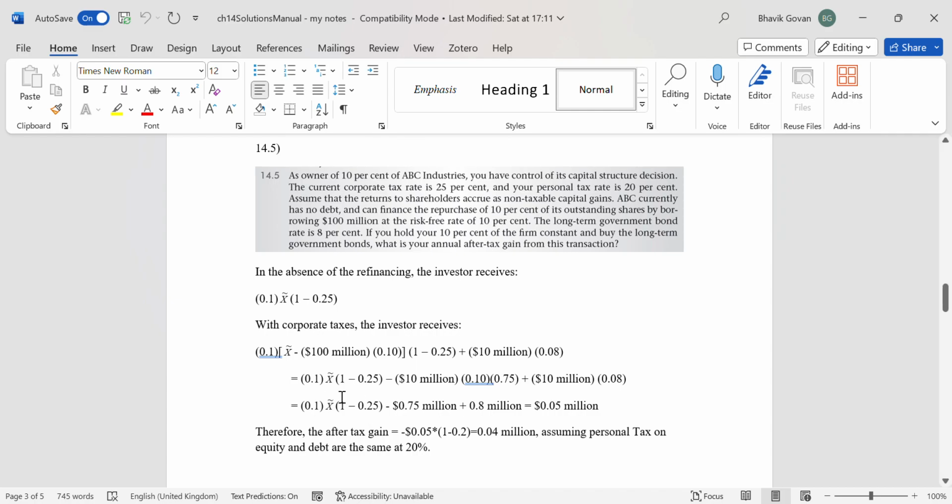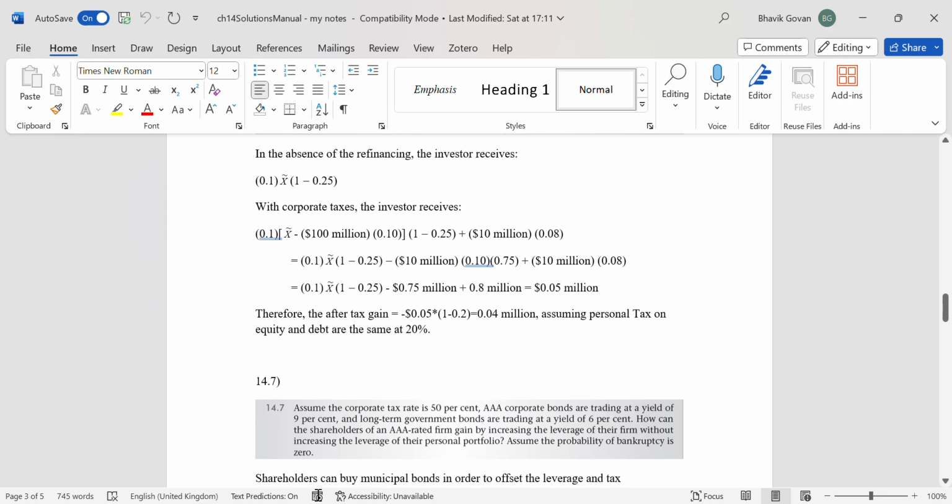And then you'll multiply everything out and simplify it, and you should end up with 0.05 million. Then the after-tax gain is your 0.05 times 1 minus the personal tax rate, which is 0.04 million, assuming the personal tax on equity and debt are the same at 20%. So that's your final answer, 0.04 million.